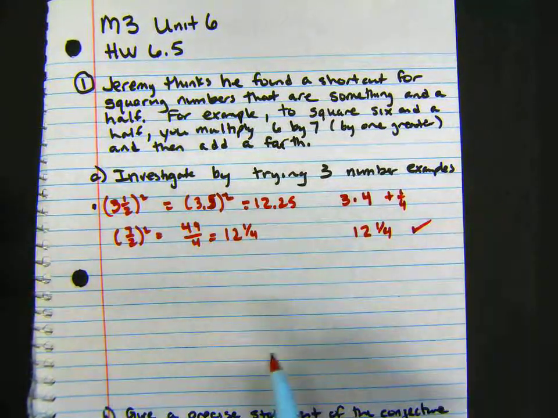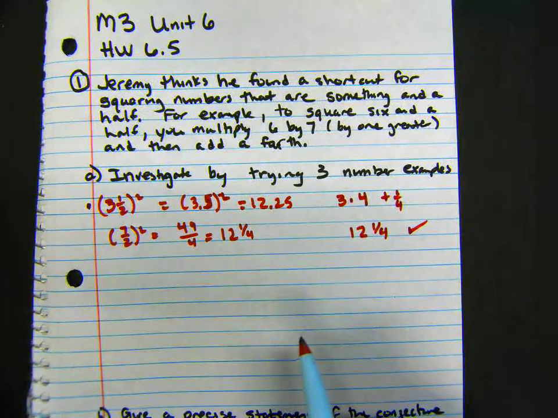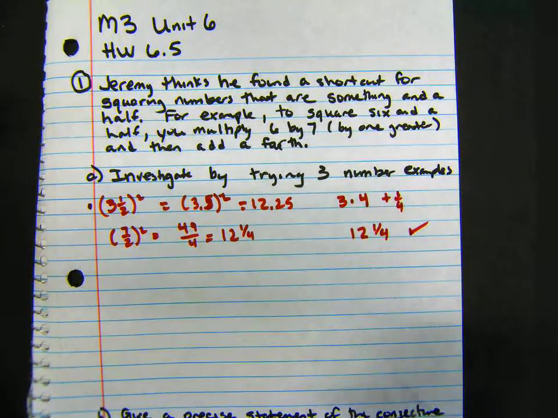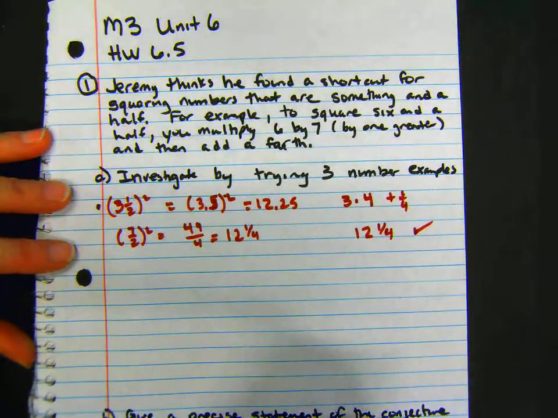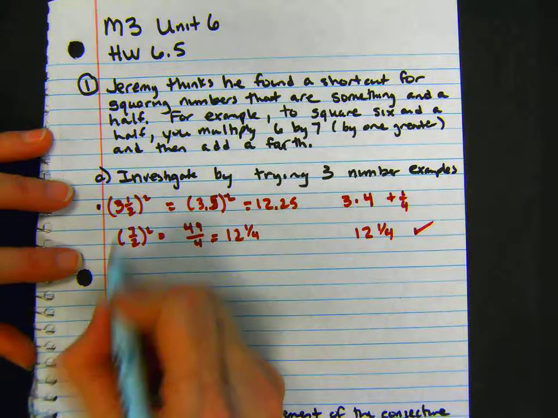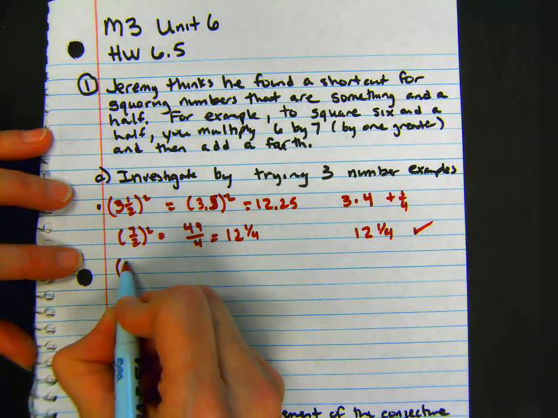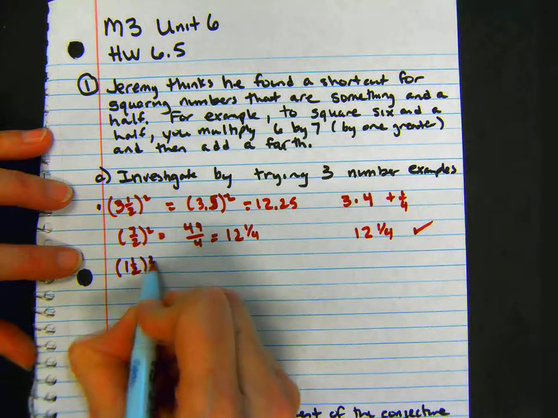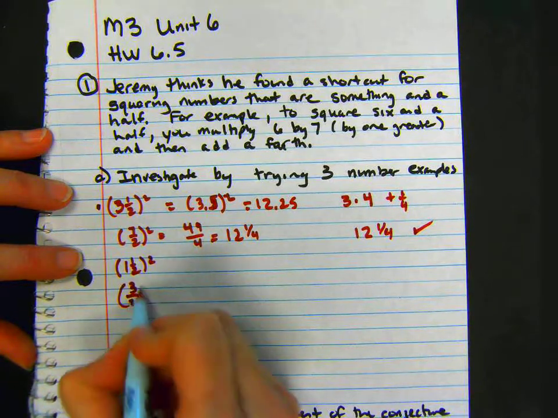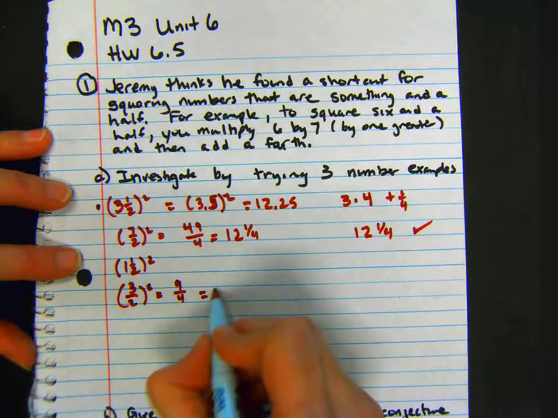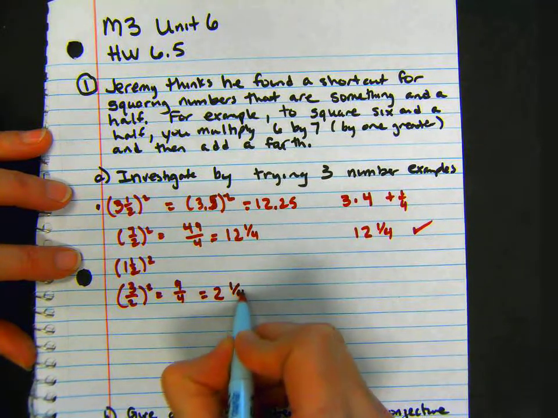I need to do 3 times. Investigate by trying 3 number examples. And we know from 6.3 that it being true 3 times still doesn't prove anything, but it is sort of convince us that it might be true. And if we find one that's false, we know that we don't have it. And so the next one I'll try is 1.5. If I have 1.5 squared, I'm going to think of that as 3/2 squared, and that would be 9 fourths, also known as 2 1/4.